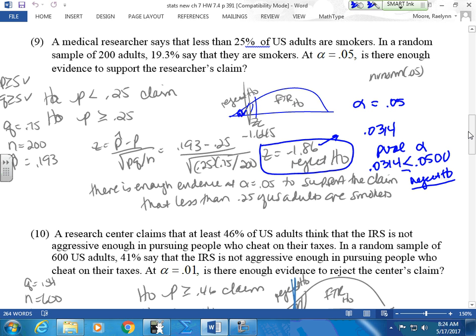If my claim is my HA and I reject H0, I kind of go along with this. And I'm going to use the support words for this because that's what we find over there. So I'm saying there's enough evidence at a level of significance of 0.05 to support the claim that less than 25% of U.S. adults are smokers.